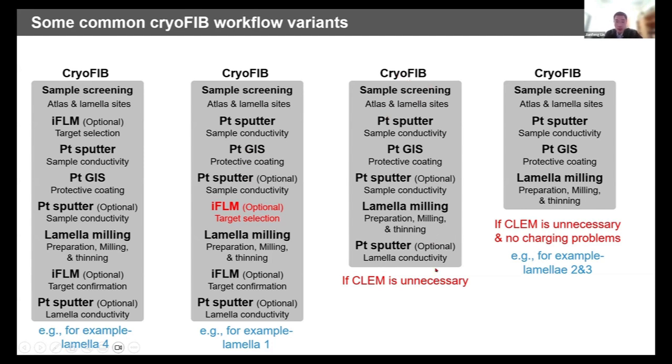And if charging is not an issue for you, you also can try to skip the second step of platinum sputtering and even the last step of platinum sputtering. So this will make the workflow really simple. You just screen the grid, and then do the sputtering, and then do the GIS deposition, and then do the milling. In one night you can get 30 or 40 lamellae easily if your parameters are well defined. For example, the samples which I show in lamella 2 and 3 use this method.